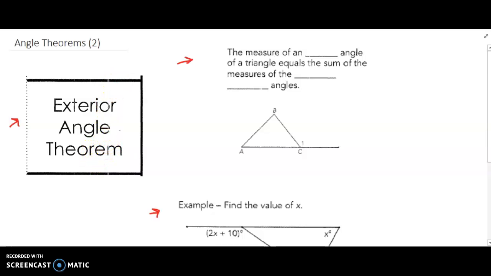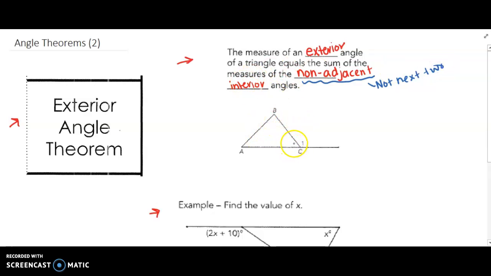Okay, so this theorem tells us that the measure of an exterior angle of a triangle equals the sum of the non-adjacent interior angles. Okay, now let's read this here a minute. Non-adjacent means not next to. And then hopefully you know interiors inside.